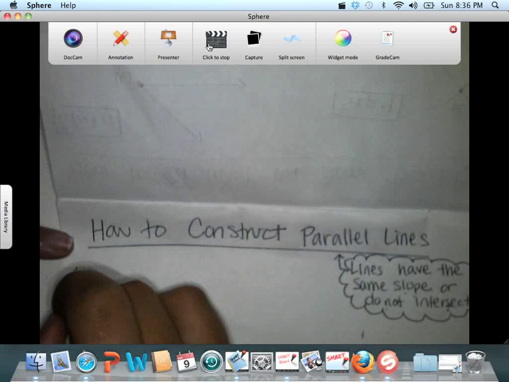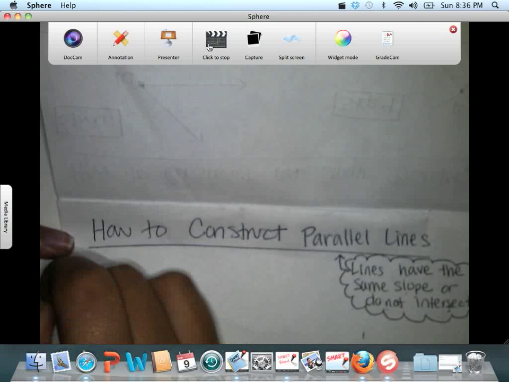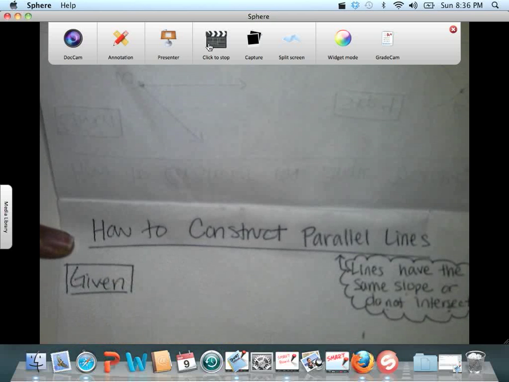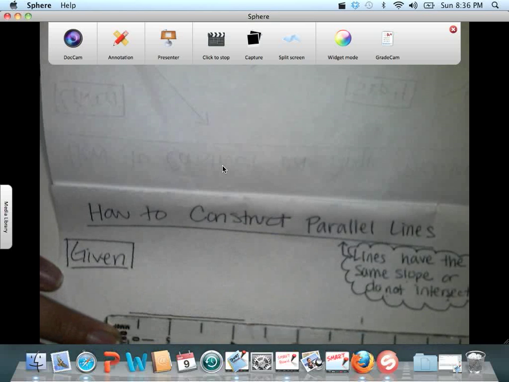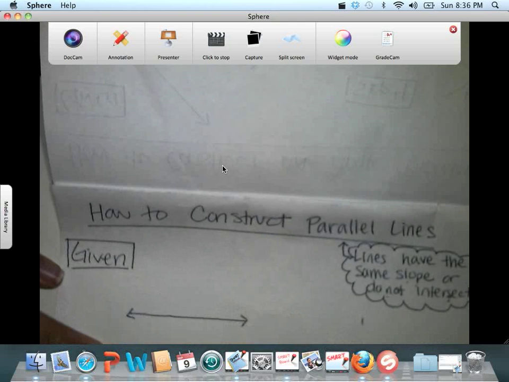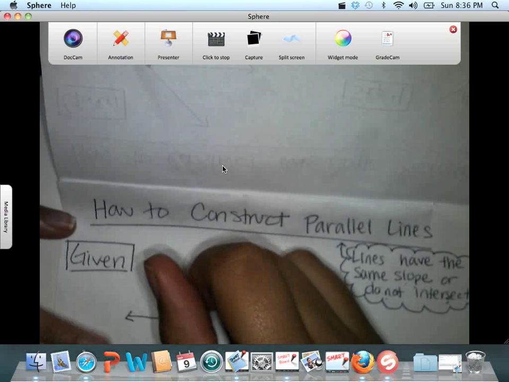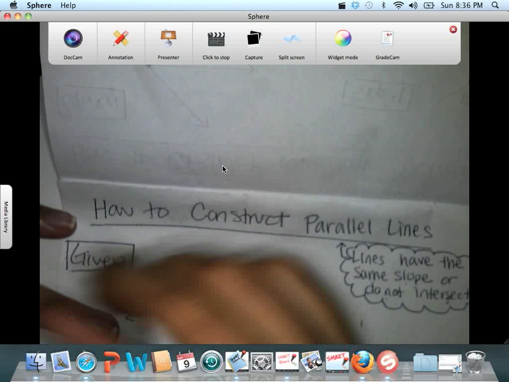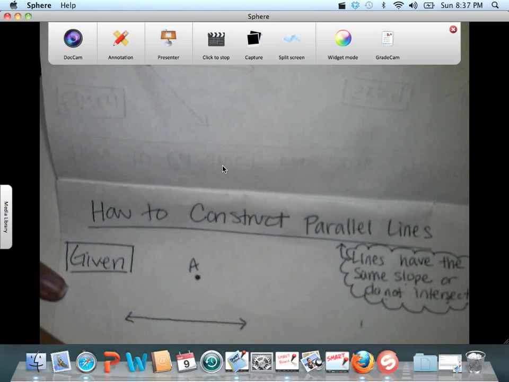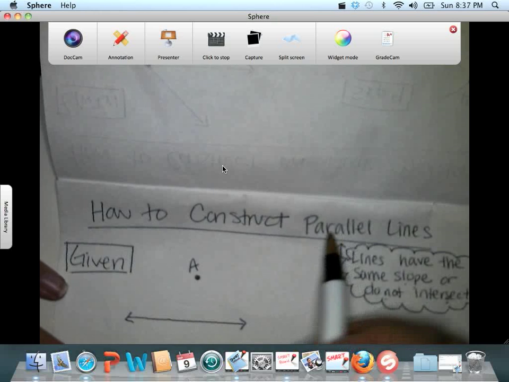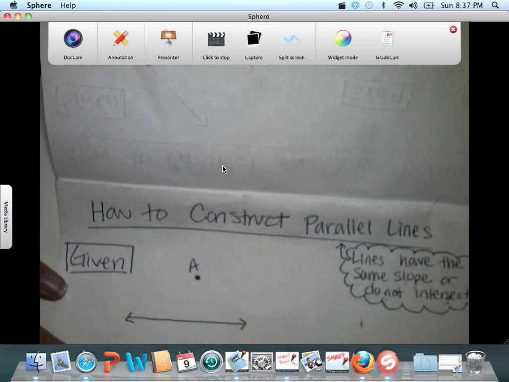Now in this, what you're given, okay, is you are given a line. That's why it has the arrows, and you're going to be given a point. Now notice you're given the same thing as you were given in drawing a perpendicular line through a point. But remember, this time we are creating parallel lines. So it's important to read the directions, especially now that you have 6 different constructions that you've learned. You really need to know the difference between them.